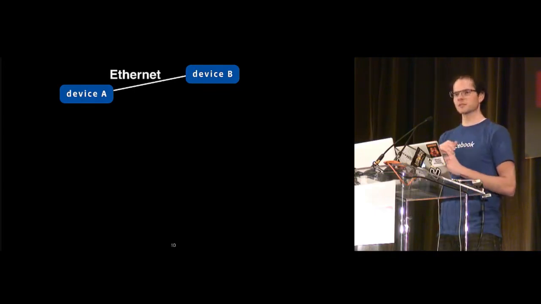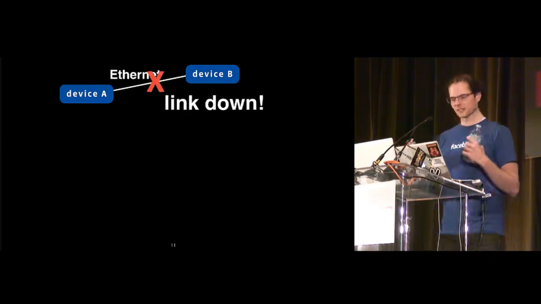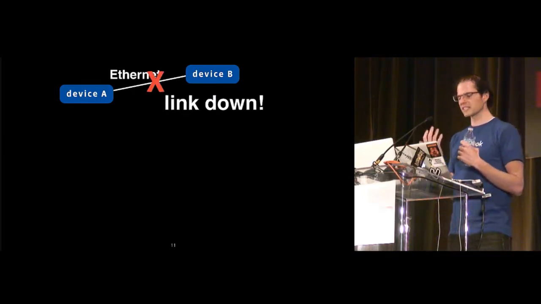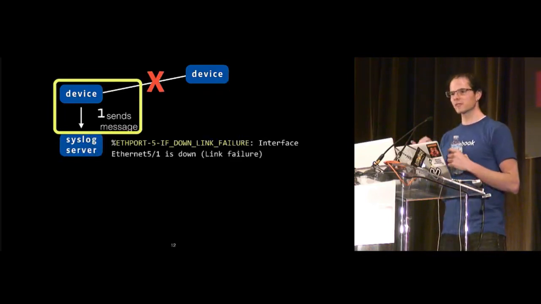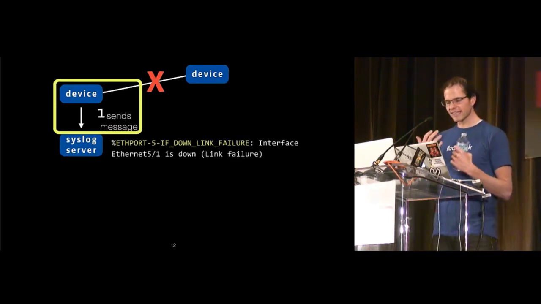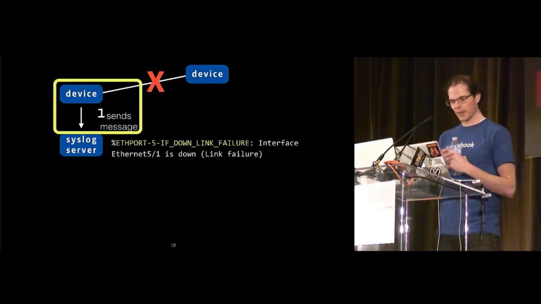Let's say we have an outage, something all too common to us, such as a fiber cut that takes down one or more links. Well, in this case, the device sees that link going down. We get a message logged locally, for example in show log, saying this link went down. A message something like this: IF down, link failure.